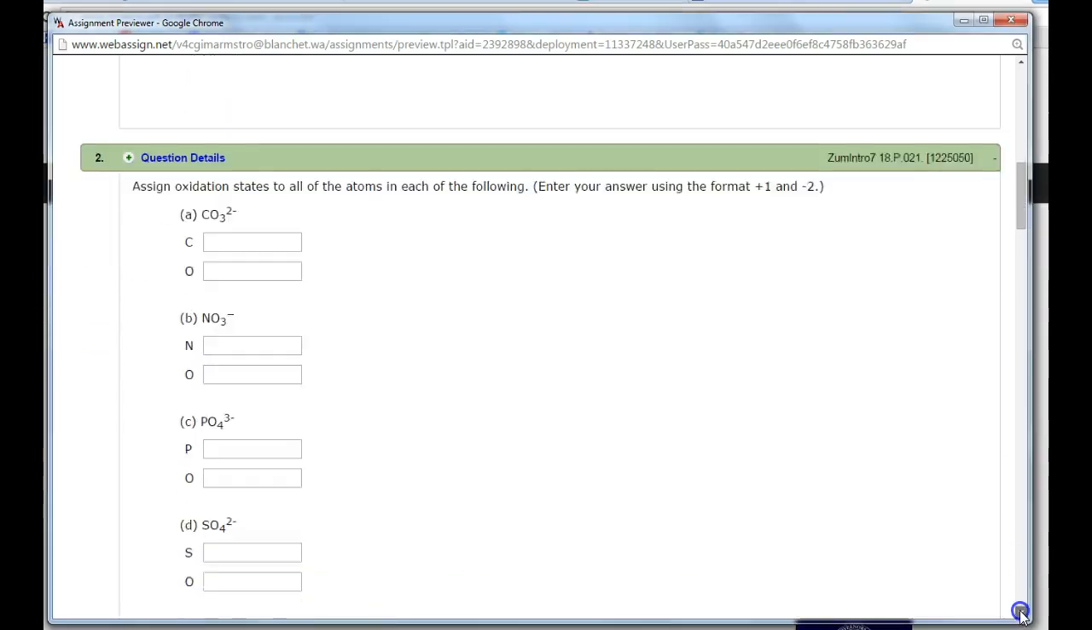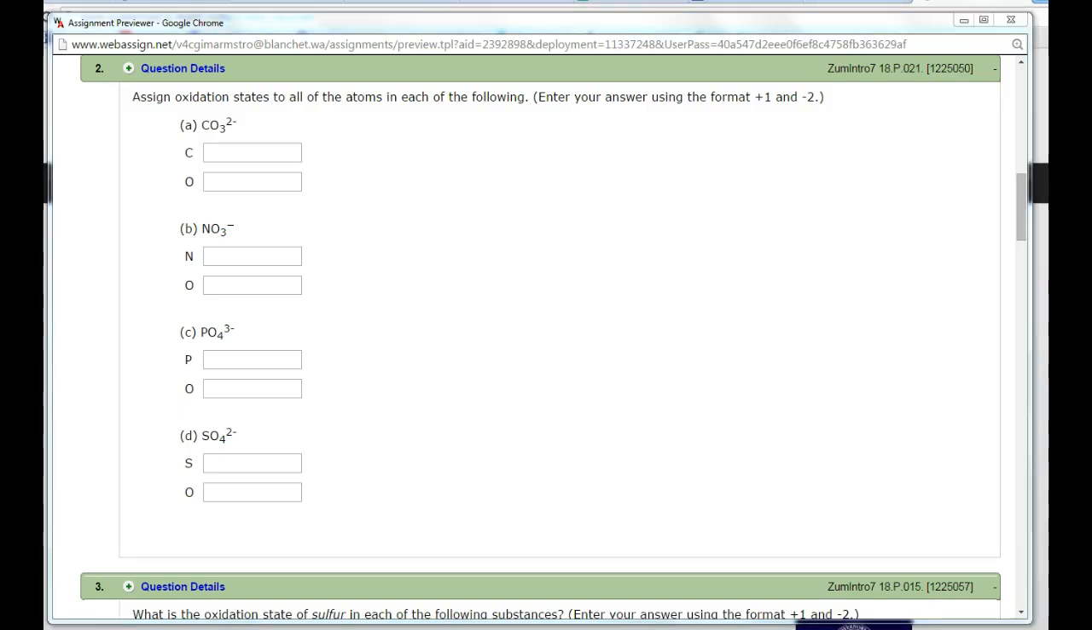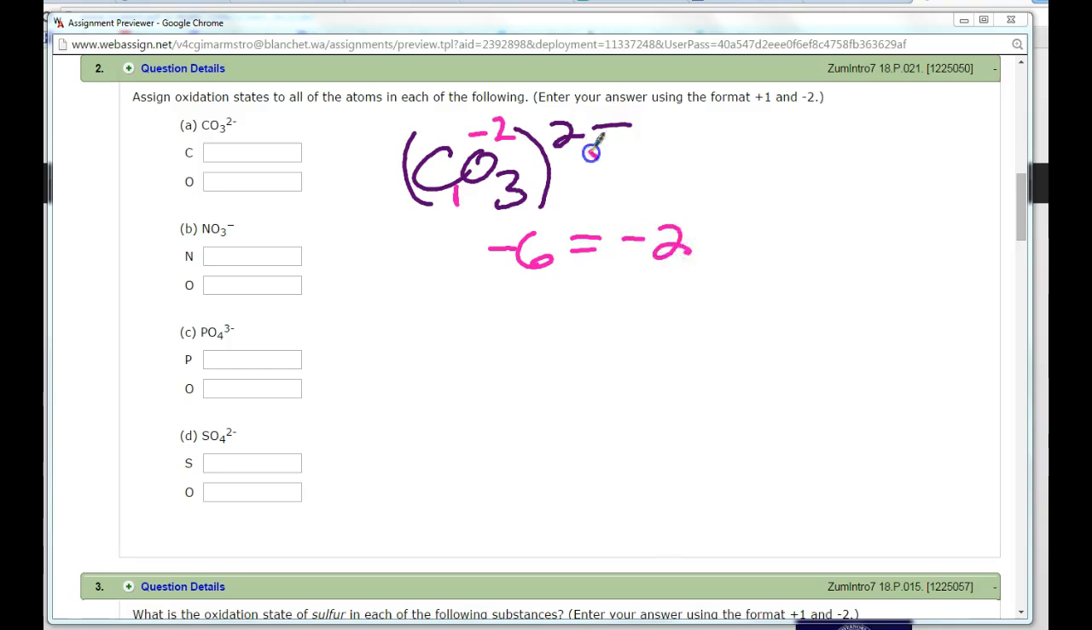This next one says assign oxidation numbers again. We can do this. CO3, now these ones have a charge. If you need to put parentheses around it, go for it. 2 minus. So oxygen is almost always a minus 2, so minus 2 times 3 is a minus 6. What must this 1 carbon be to have it add up to a 2 minus? And that's where I'm getting that 2 minus from. It must be a plus 4. So if you have plus 4 and a minus 6, it will add up to a minus 2. So over here we put plus 4 and minus 2.